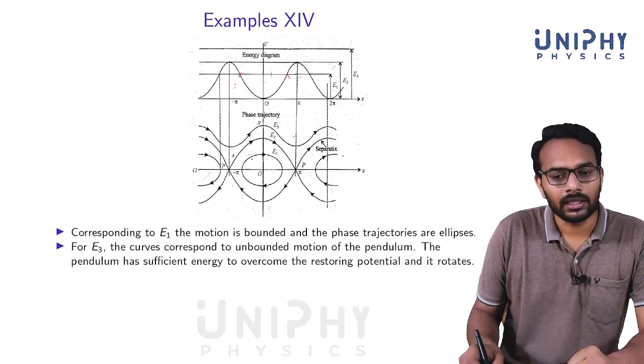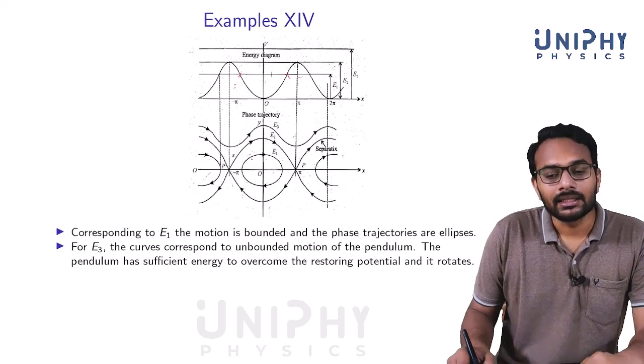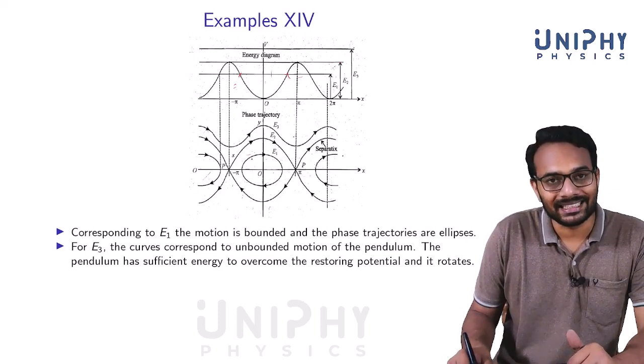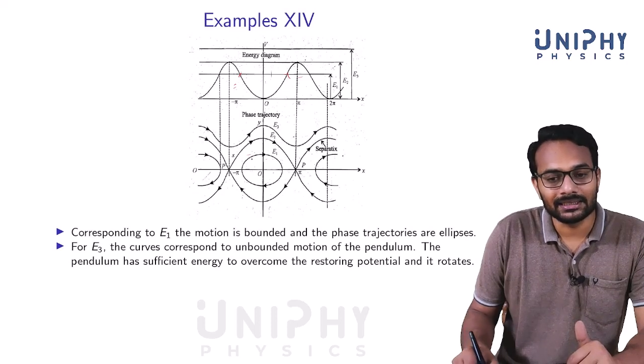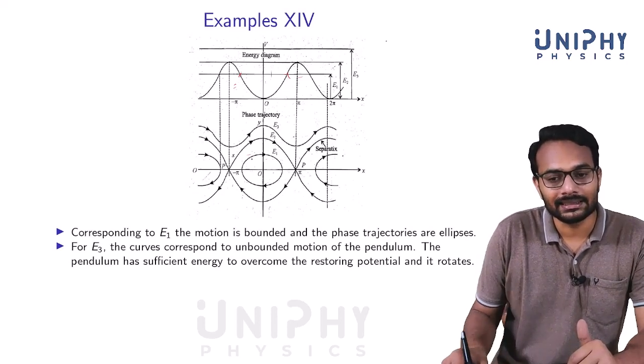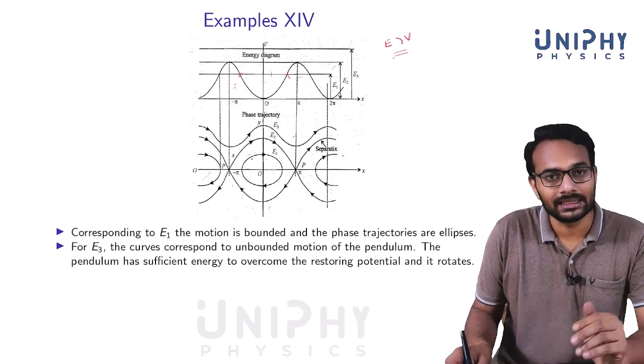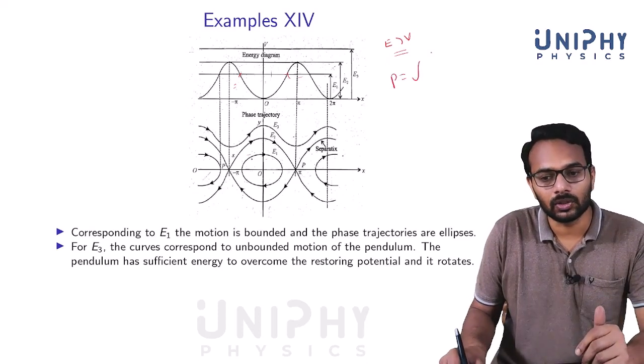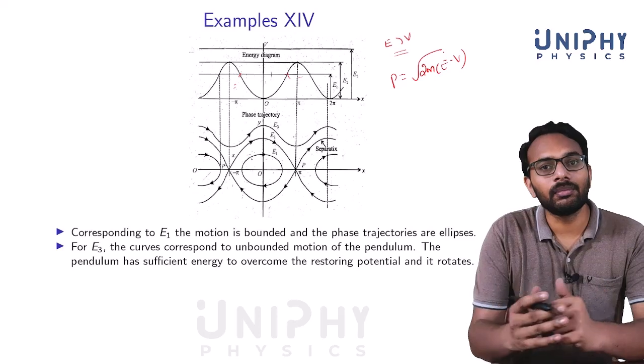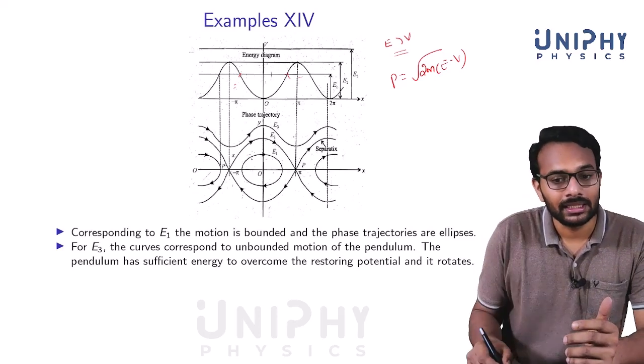Now what happens for the case of E1, E2? Let's leave E2 for a moment and look at E3. Here for E3 we see that everywhere along the x-axis E is greater than V. All along the x-axis the total energy is greater than the potential energy. So the momentum never becomes 0. It's the square root of 2m(E minus V). So the momentum never becomes equal to 0. It decreases, of course.